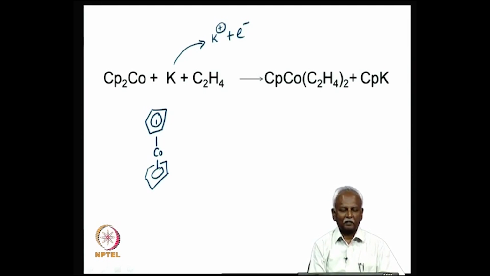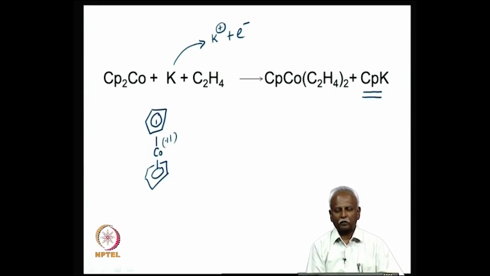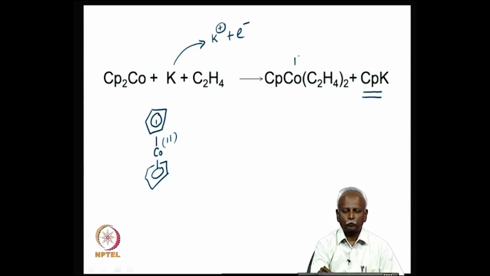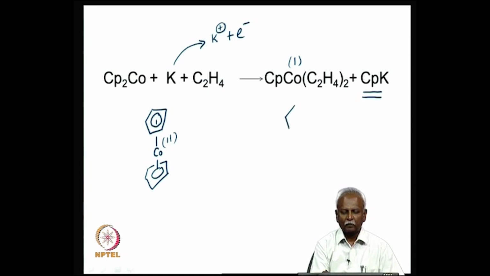What it does is that it liberates cyclopentadienyl anion with potassium as the counter ion, and during this process cobalt, which is present in the +2 oxidation state, has got reduced to cobalt 1, and the cobalt 1 is now coordinated to 2 ethylene molecules which are in the reaction medium. So, this complex can be drawn as follows.